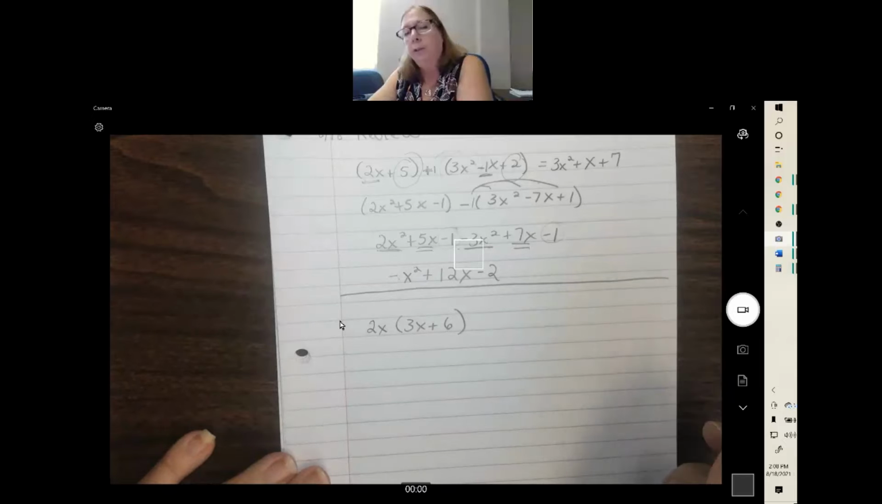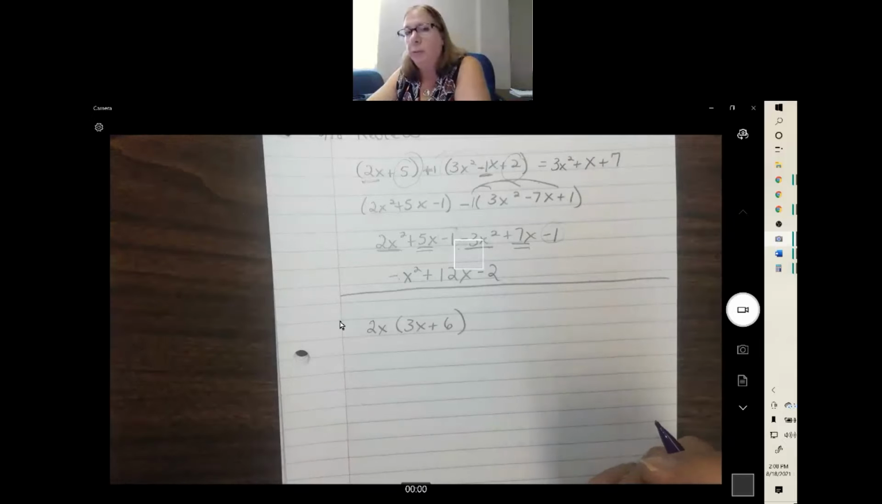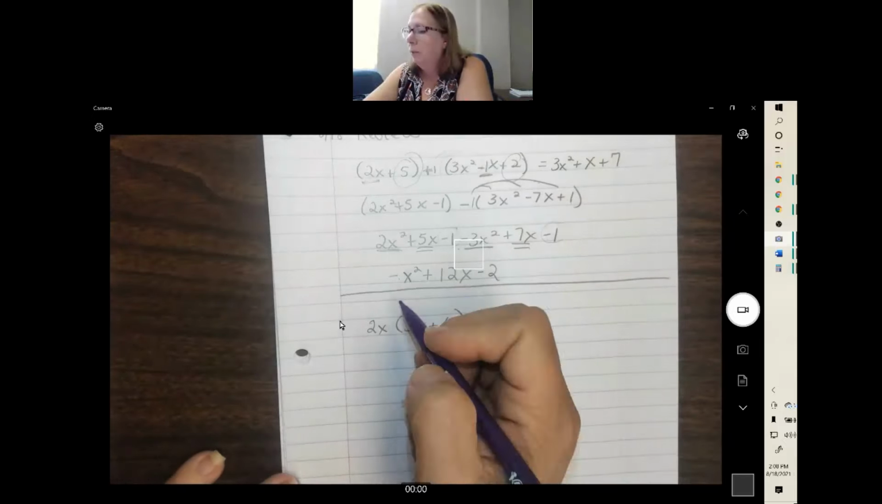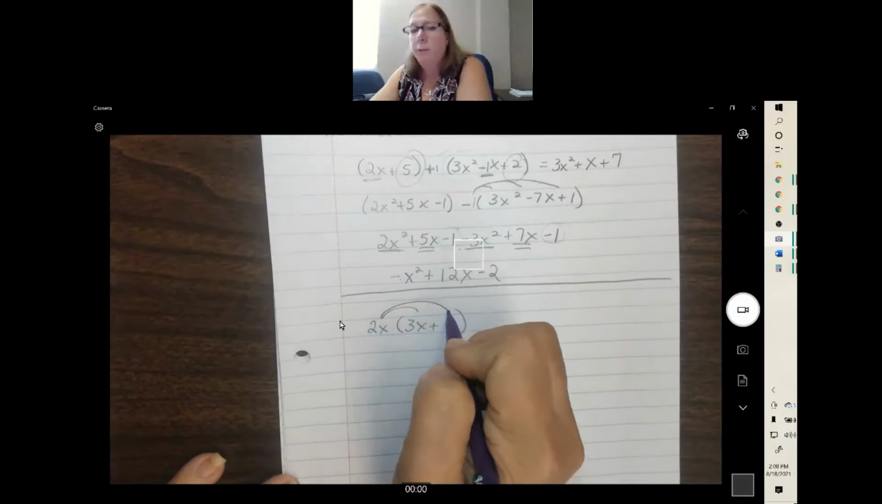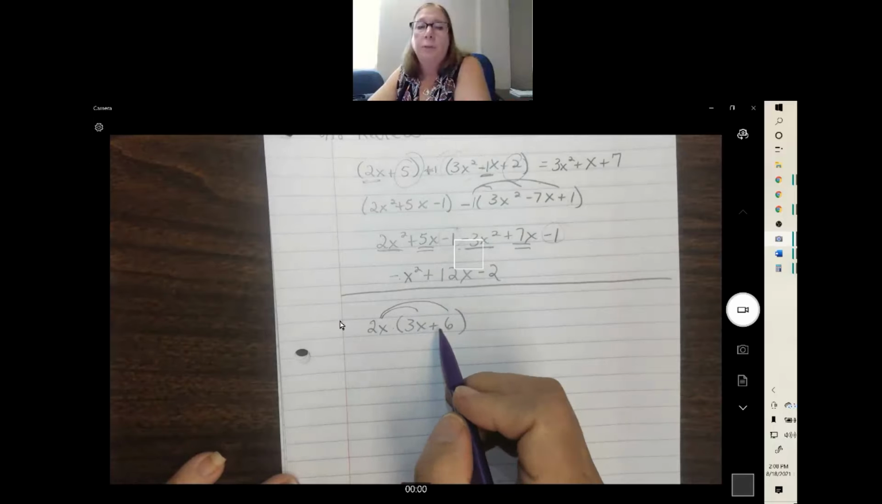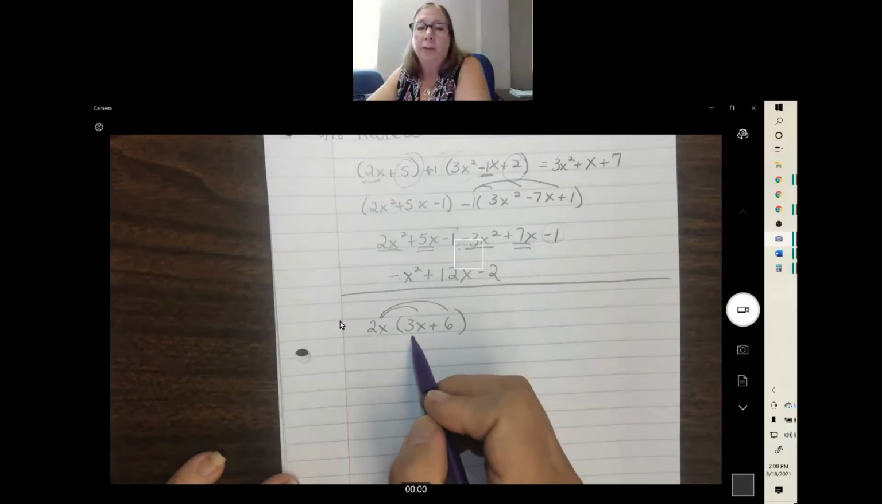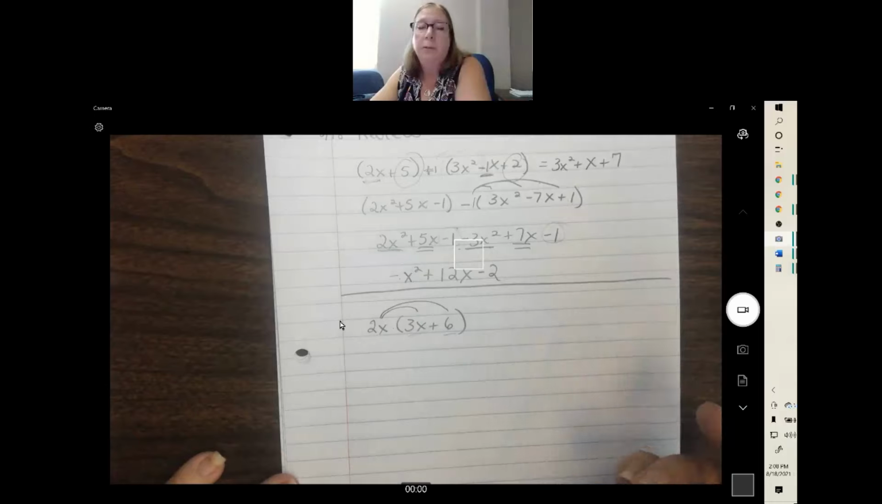When you're multiplying, you just multiply them. You don't need to worry about like terms. And so this is a multiplication. I would multiply 2x times both terms. Terms are broken up by addition and subtraction. So this is two separate terms.